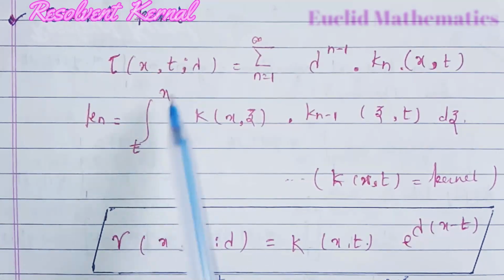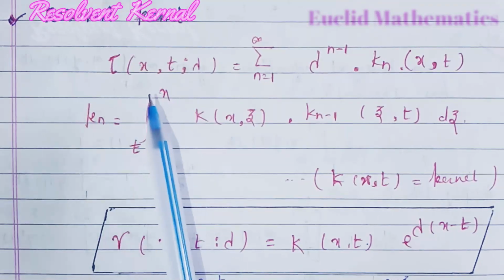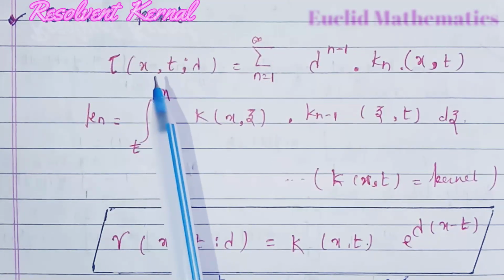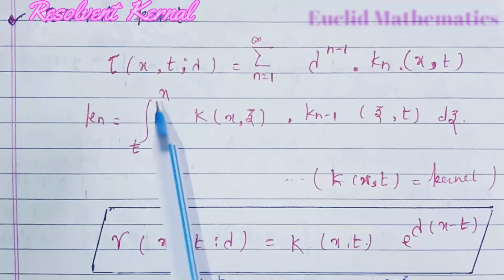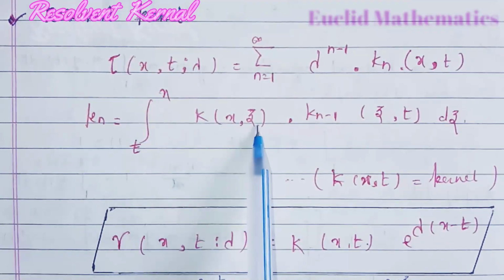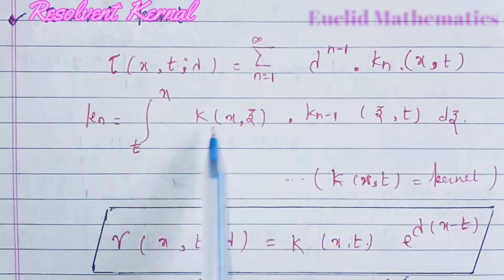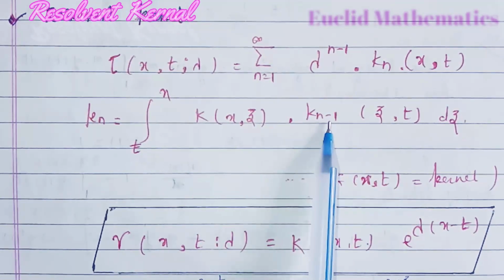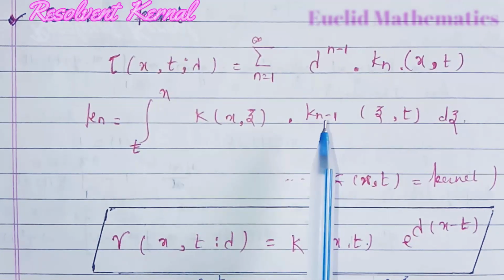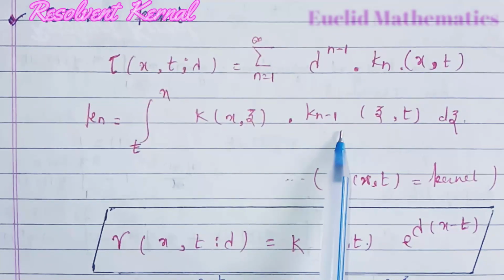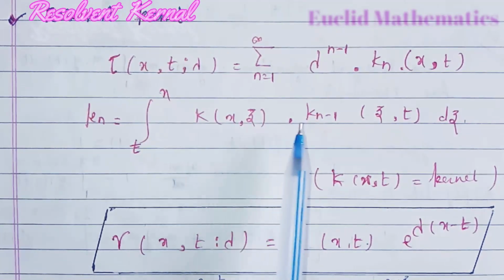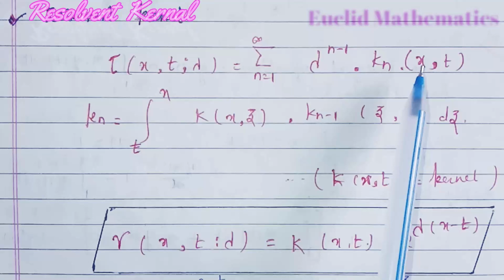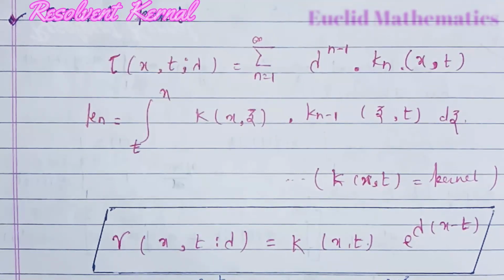The limits from t to x depend on whether the equation is a Fredholm integral equation or a Volterra integral equation. The integrand is the kernel K of x, z into K_{n-1} of z, t, dz. Using this, we find the value of K_{n-1} of z, t. That means as n varies, you get K_1 of x, t, K_2 of x, t, up to K_n of x, t. Here K of x, t is the kernel, which we know from how we define the kernel in the Fredholm or Volterra integral equation.